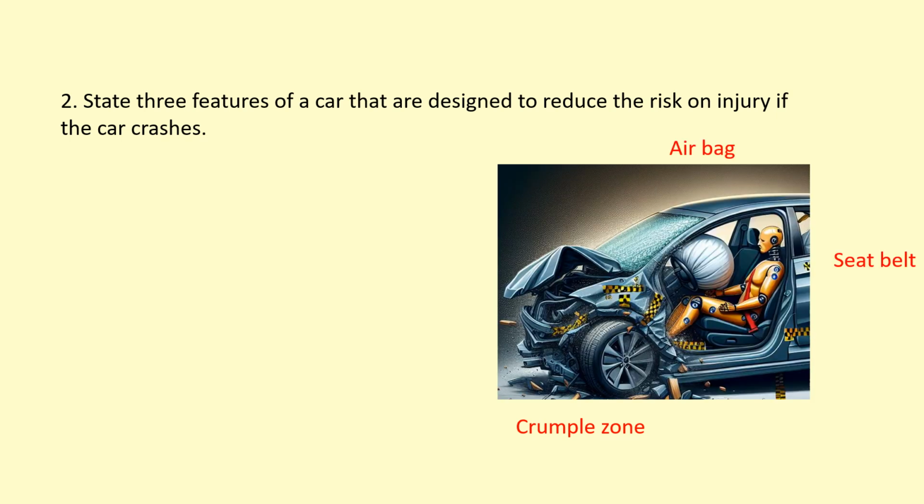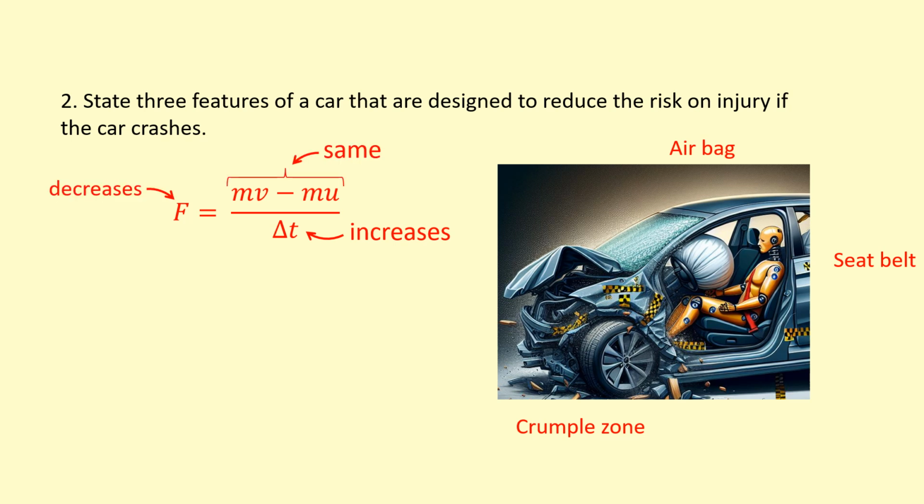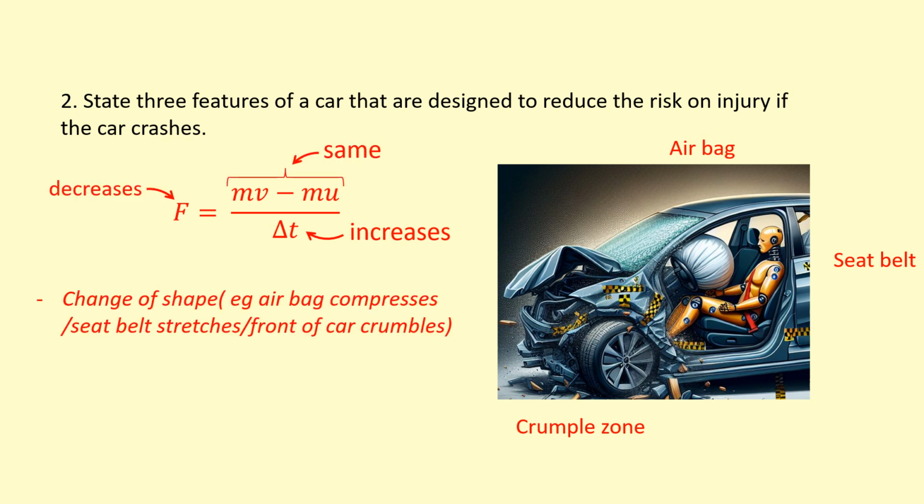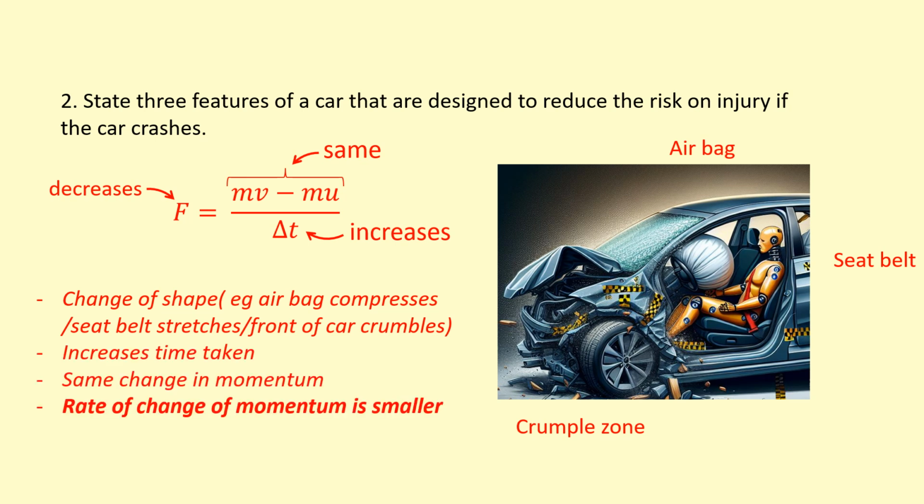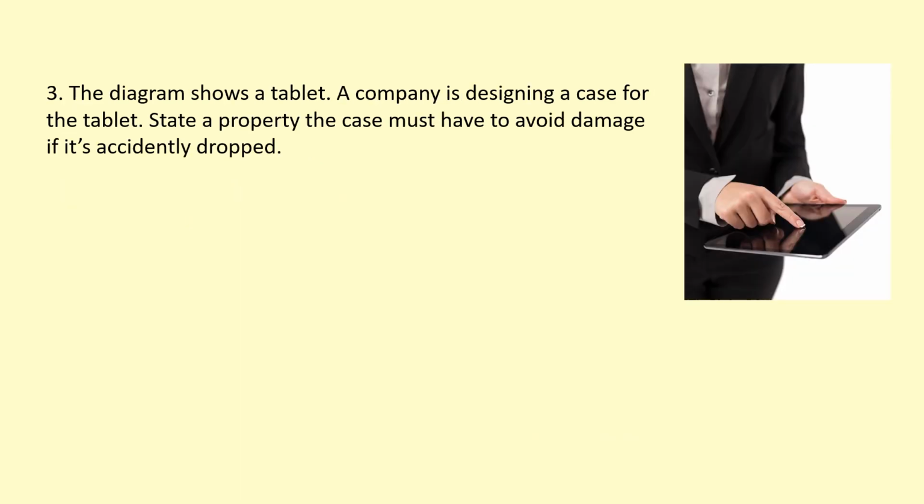So how do these all work? Like I said, they all use this equation like all other safety devices. They increase the time taken for the same change in momentum and therefore reduce the rate of change in momentum and the force. To explain this, first of all, in technology, all these things change shape. The airbag gets compressed, the seatbelt stretches, the crumple zone crumples, and they all increase the time it takes for the same change in momentum and therefore reduce the rate of change in momentum and reduce the force on any passenger.